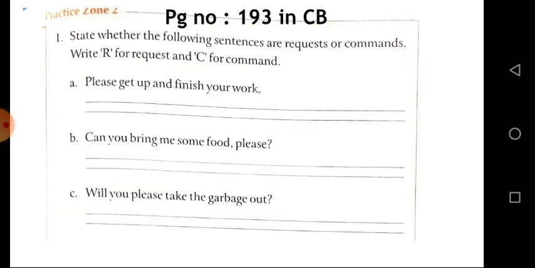And now everybody do the practice questions. See page number 193. State whether the following sentences are requests or commands. Write R for request, C for command. Please get up and finish your work. Please means yes, that is a request. Can you bring me some food, please? Yes, this is also a request. And will you please take the garbage out? Yes, please means request, right? Or a command usually begins with a verb. When the verb comes at the start, that is a command, right?